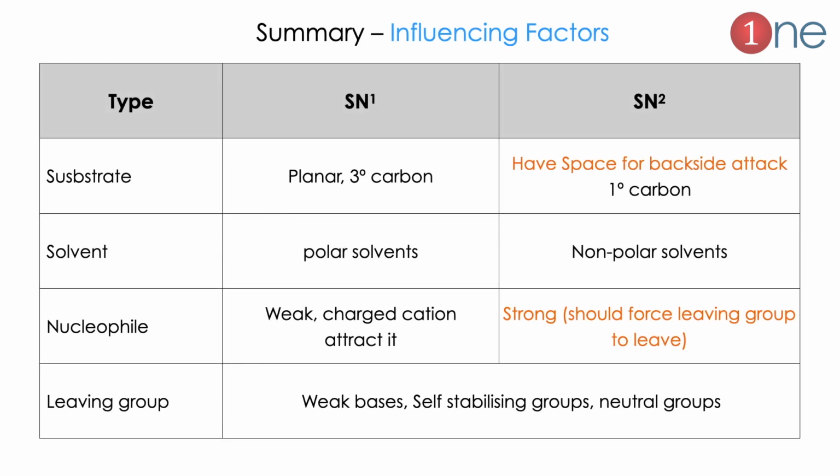Let us see the summary of influencing factors also. For SN1 reaction, the substrate should be planar and a tertiary carbon. For SN2, there should be a possibility of backside attack or a primary carbon. For solvent, in SN1 polar solvents are much better. Why? Because the SN1 intermediate is a carbocation. In SN2 there is no charge involved, that's why non-polar solvent.